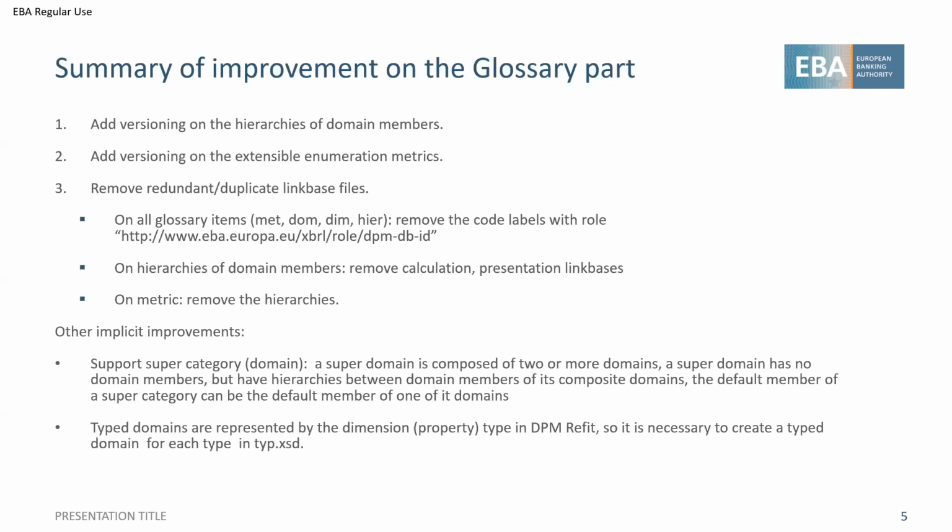And regarding the default value, it can be the default member of any of its domains. Another implicit improvement is regarding the type domains. We have no such notion in the DPM Refit. It is represented by the data type of the property of these dimensions. So what we need to do is just define the naming conventions and define one type domain for each type of the properties.